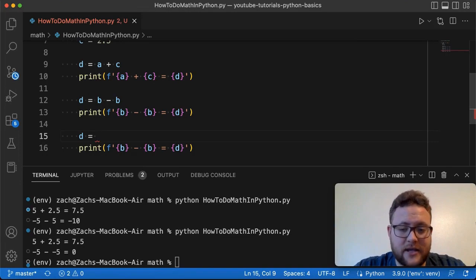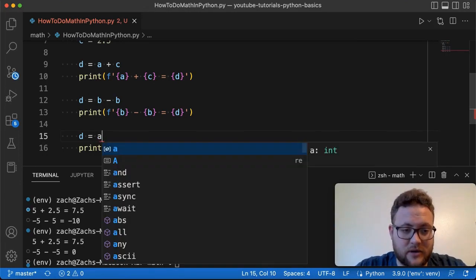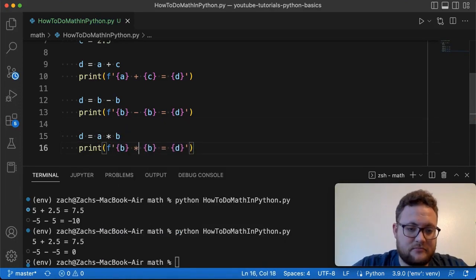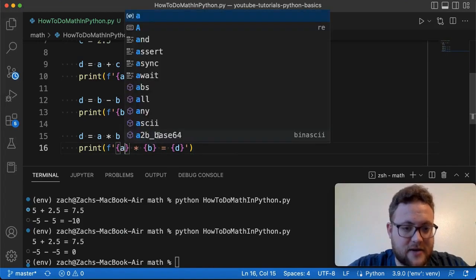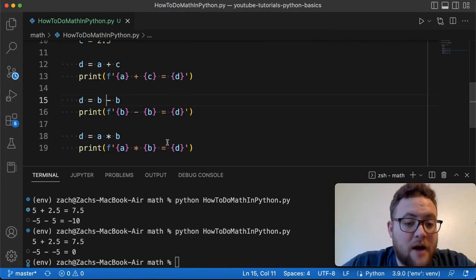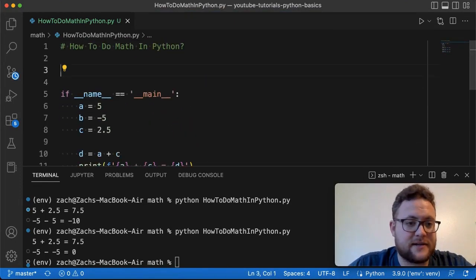And basically the character syntax in Python for the multiplication value is going to be a star b. So we'll say a star b is equal to d. Oh, there we go, auto completing some stuff. So if we run this, we don't need that because that's auto built in.